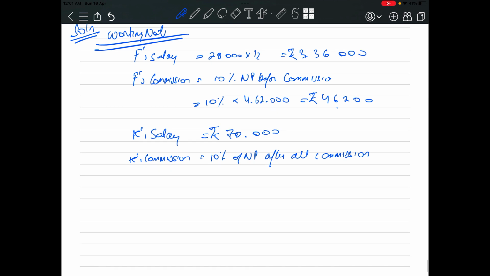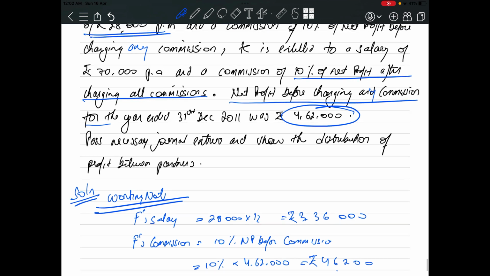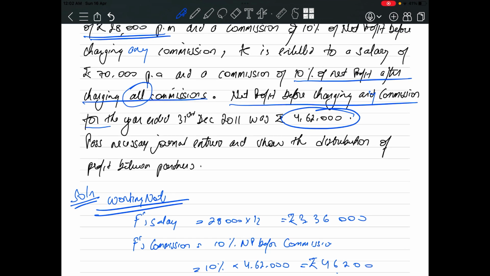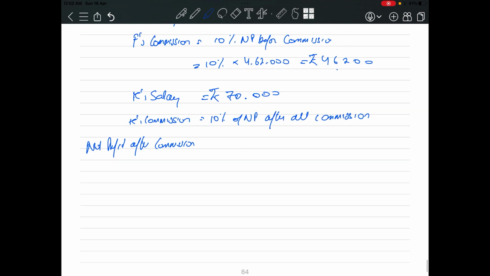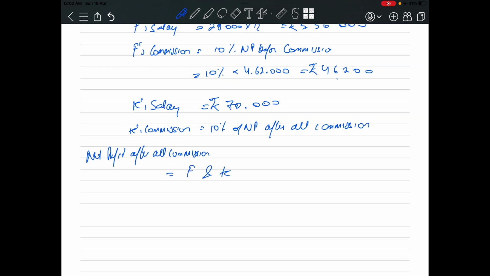Now what will be the task? Our task will be to calculate net profit after charging the commission. The question has not only said after commission, it has said after charging all commissions. What do you mean by after charging all commission? This simply means that we'll have to calculate net profit after charging the commission of F and K.